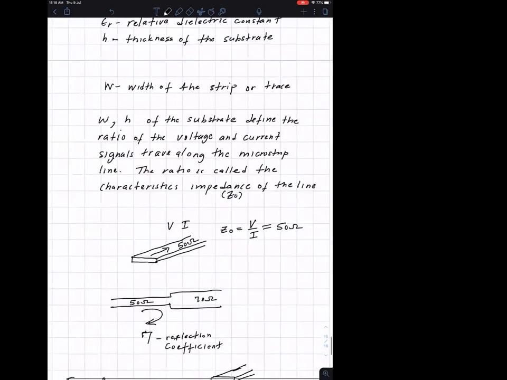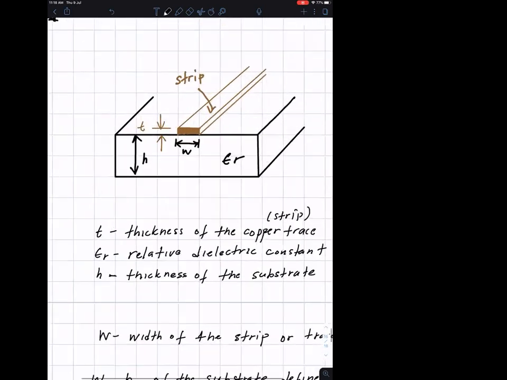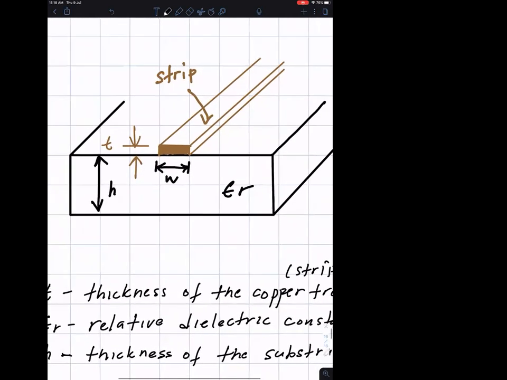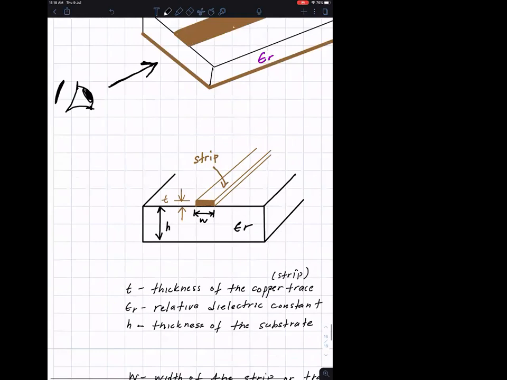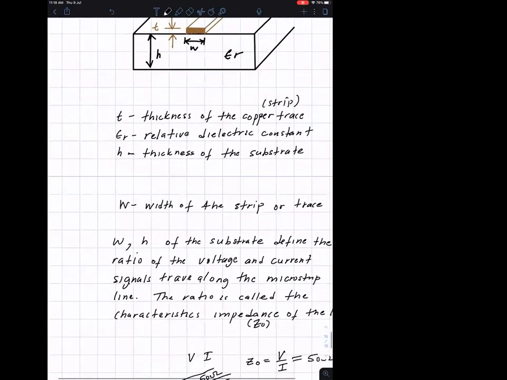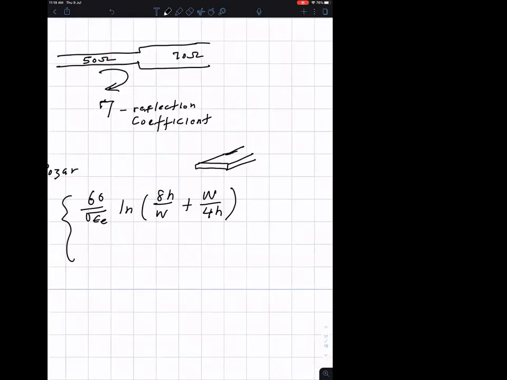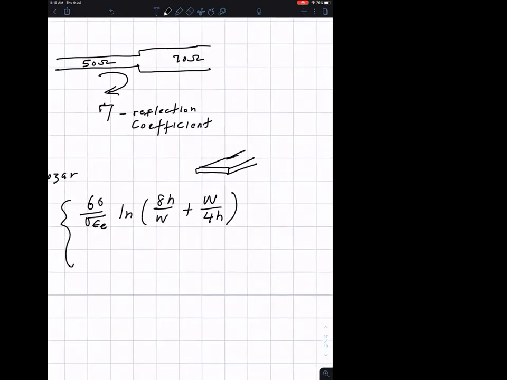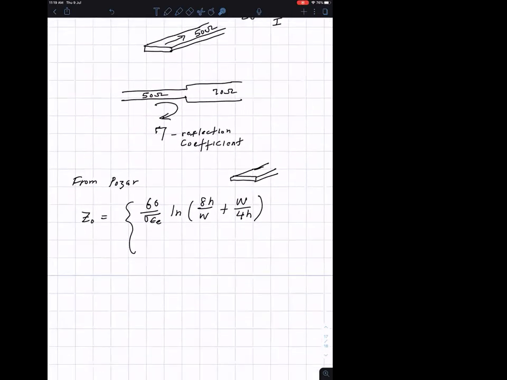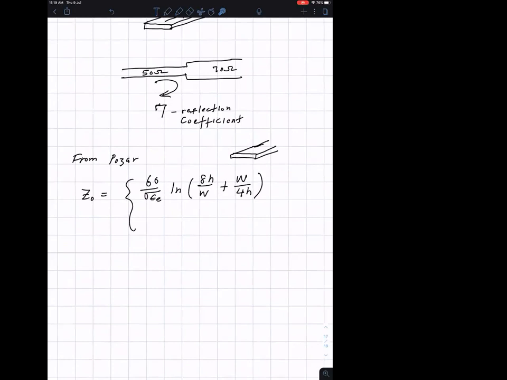If you go back to this diagram, you know what is H and what is W, right? So the characteristics impedance is determined by this geometry. Once you buy the board, the height is going to be fixed. However, the W can change. You can design the W to acquire the desired characteristics impedance.